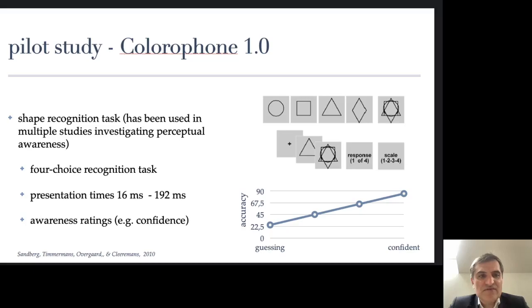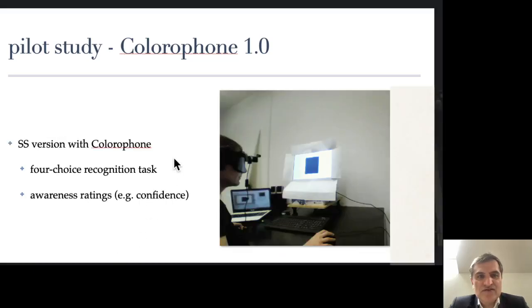We will show that basically they have access to the information about the shape of the object. And what we did, we basically tried to replicate this effect with the colorophone. So this is how it looks. This is the very first version of the colorophone that Dominik Osiński has proposed. And we've got a movie here in which you can see how the 4-choice recognition task looks, right?